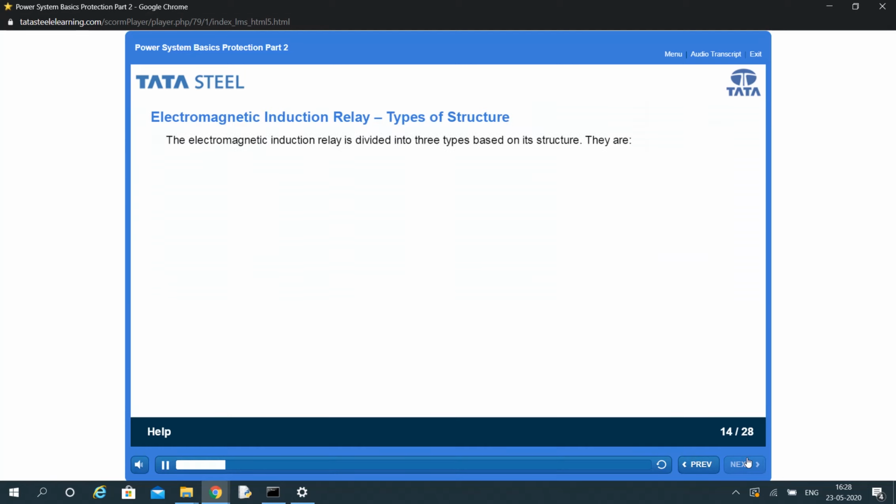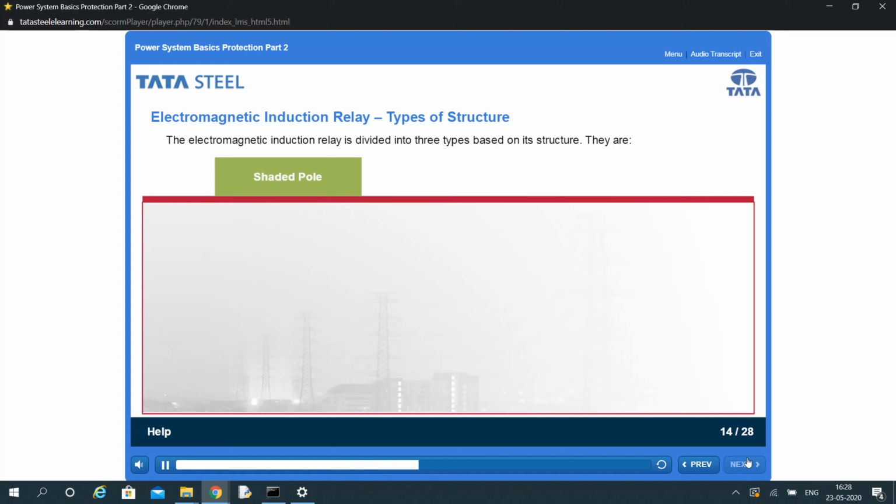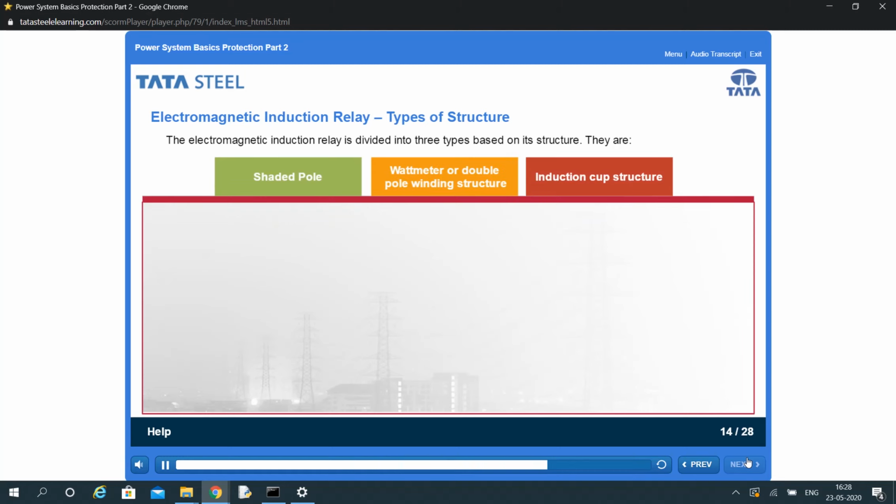The electromagnetic induction relay is divided into three types based on its structure. They are shaded pole, wattmeter or double winding structure, and induction cup structure. Click on each tab to learn more.